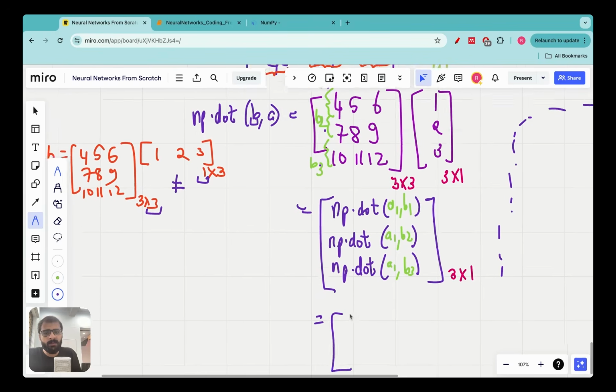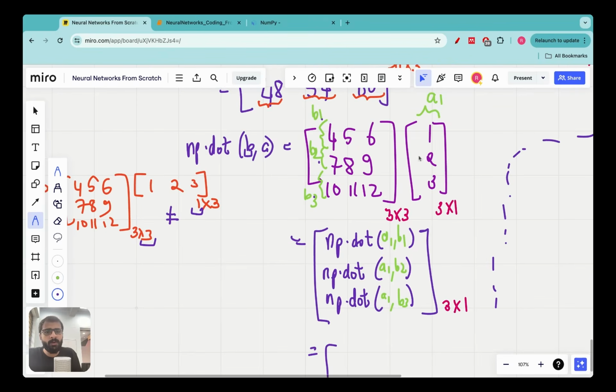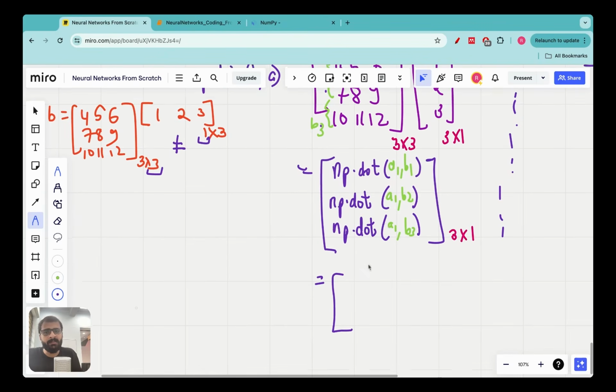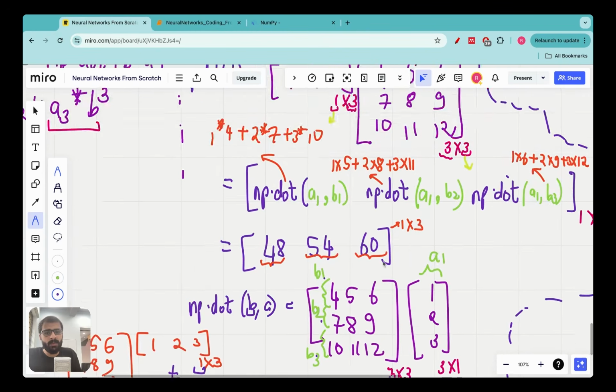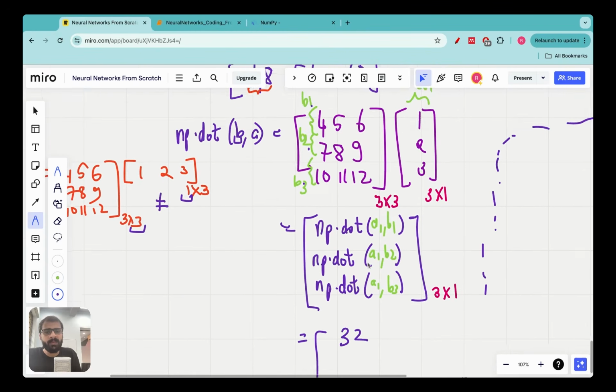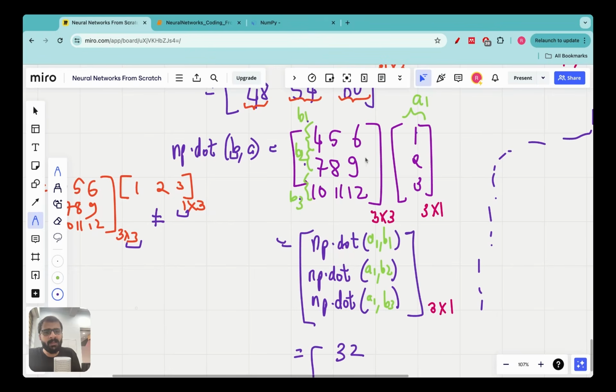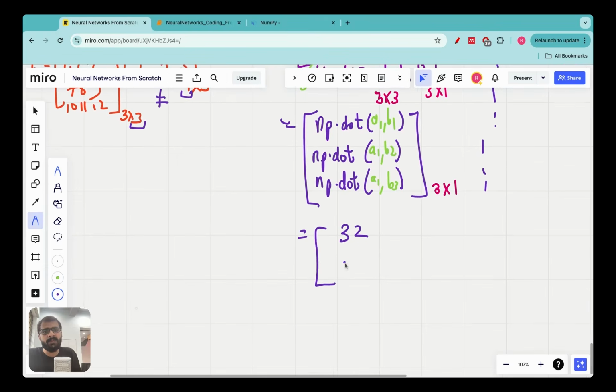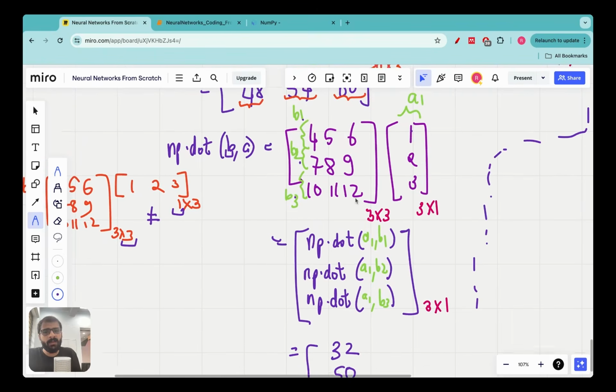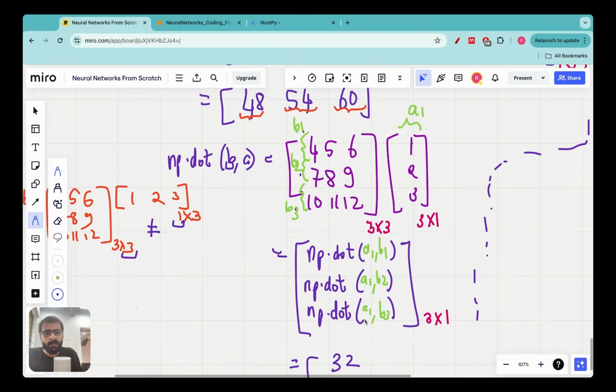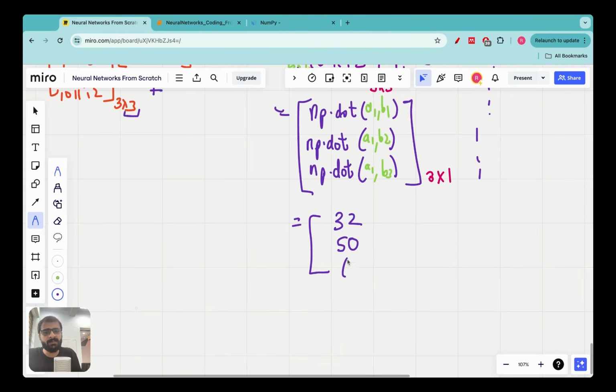So then this answer would be 4 plus 10 plus 18, which will be 32. Then the second would be 7 plus 16 plus 27, which is 50. And the third dot product between A1 and B3 will be 10 plus 22, which is 32 plus 36, which is 68.